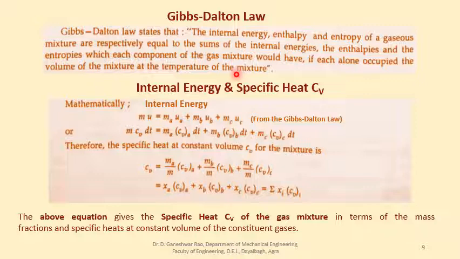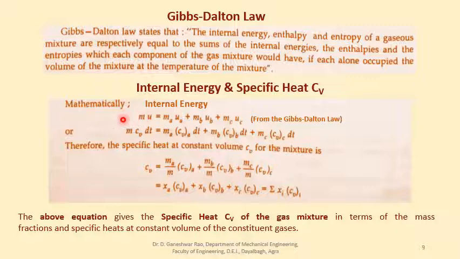That means internal energy U of mixture is equal to UA plus UB plus UC. Similarly, enthalpy capital H is equal to HA plus HB plus HC. Entropy S is equal to SA plus SB plus SC, right? Now with the help of this, you can find out specific heat also. First of all, let us take the internal energy equation. U is equal to UA plus UB plus UC.